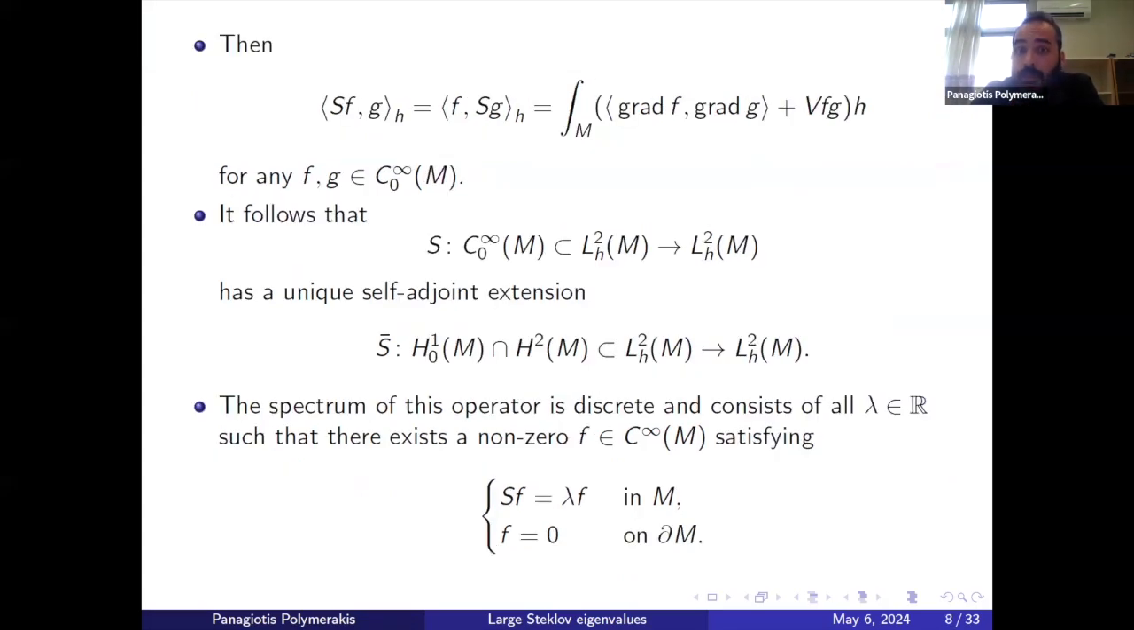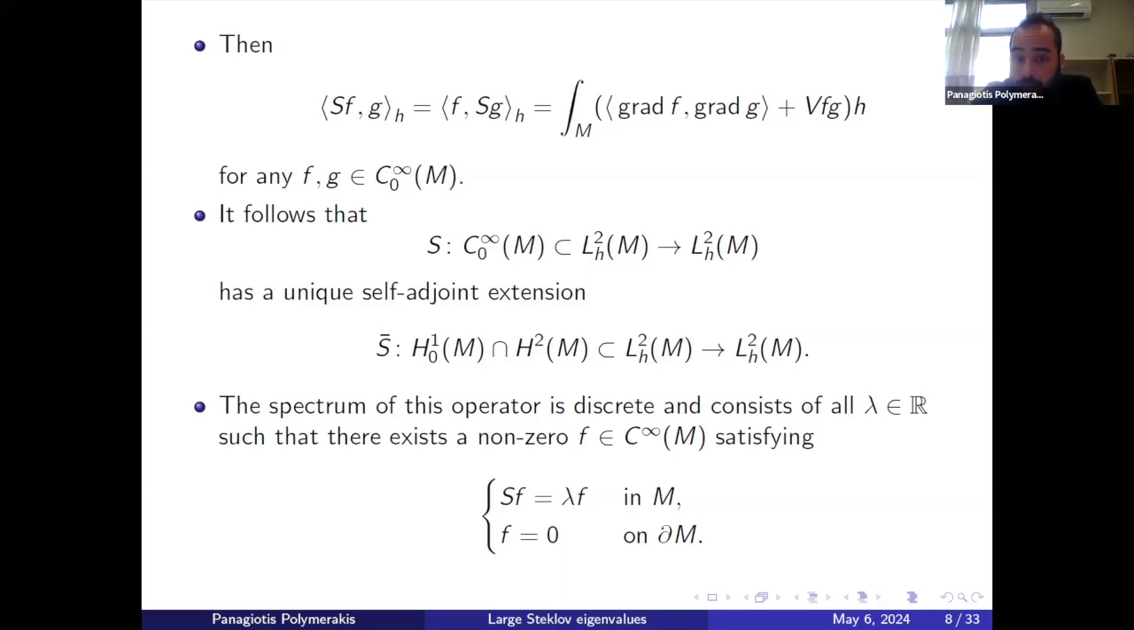And it turns out that this operator, defined on the space of smooth functions which vanish on the boundary of our manifold, in this weighted L2 space, is symmetric and actually essentially self-adjoint. That is, it has a unique self-adjoint extension, and the spectrum of this self-adjoint extension is discrete and actually consists of all real numbers lambda such that there exists a non-zero smooth function f on the manifold, which vanishes on the boundary, with S f being lambda f.